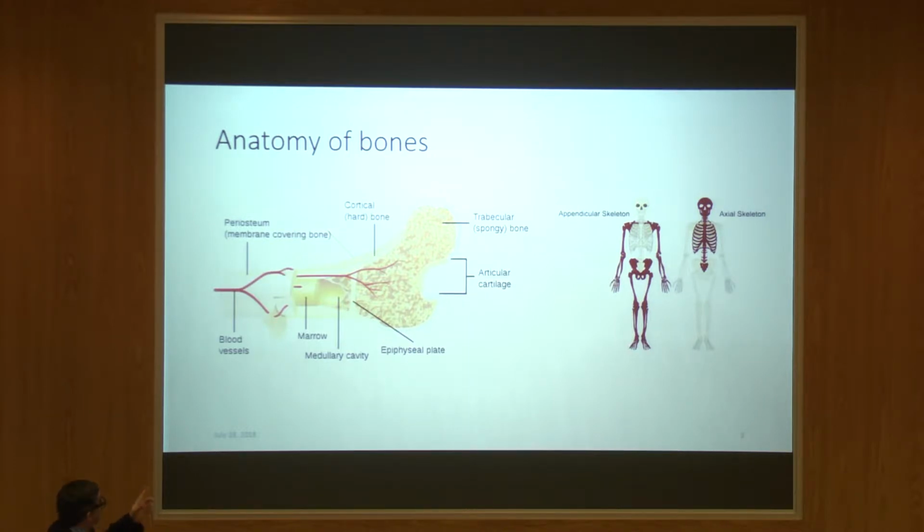So we have the cortex, which is the hard shell of the bone, and then we have the spongy part of the bone, which is inside the shaft of the bone. And then we have other parts of the bone, like the bone marrow and the blood vessels that go through the bone.